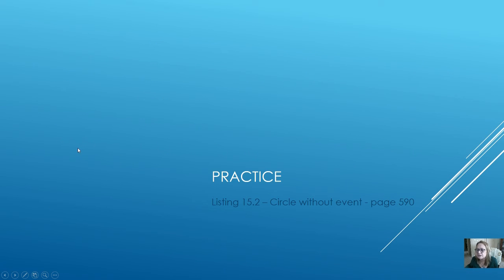Let's practice with this circle on page 590. The code is supplied.